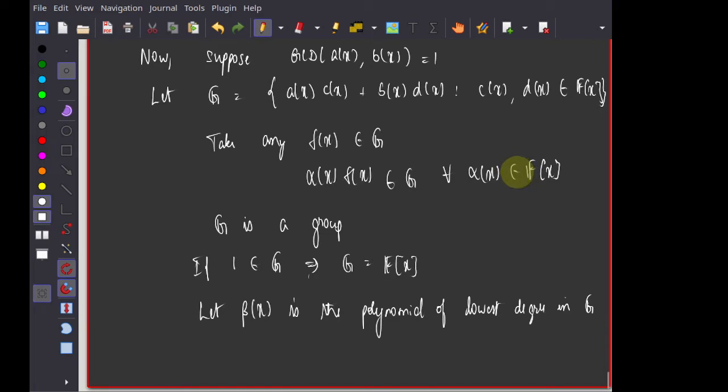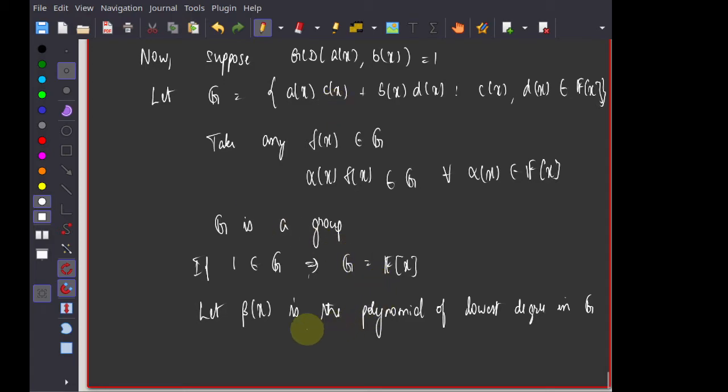So G is a subset of F[x], right? Because how are you generating G? You're just generating it by adding and multiplying polynomials. Addition and multiplication of polynomials only gives you some other polynomial. So you can't get anything new, right? But potentially it could be a strict subset. That's all that we have, right?